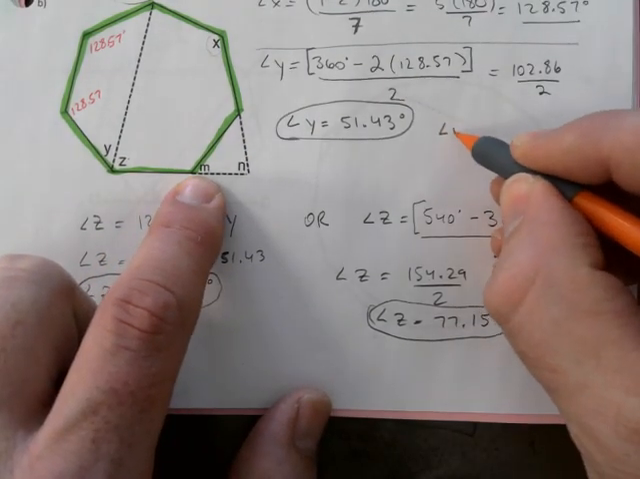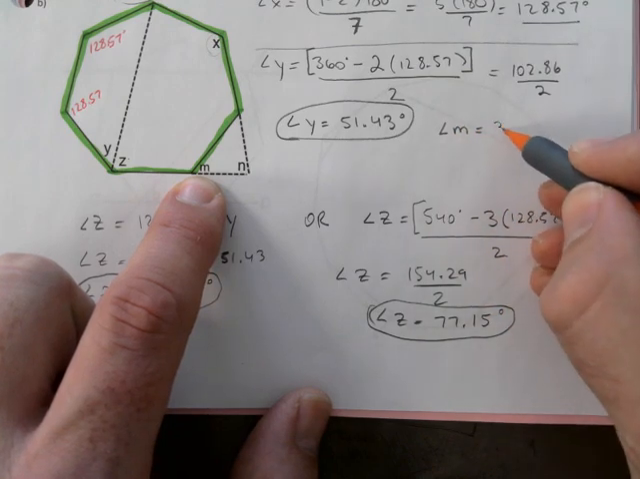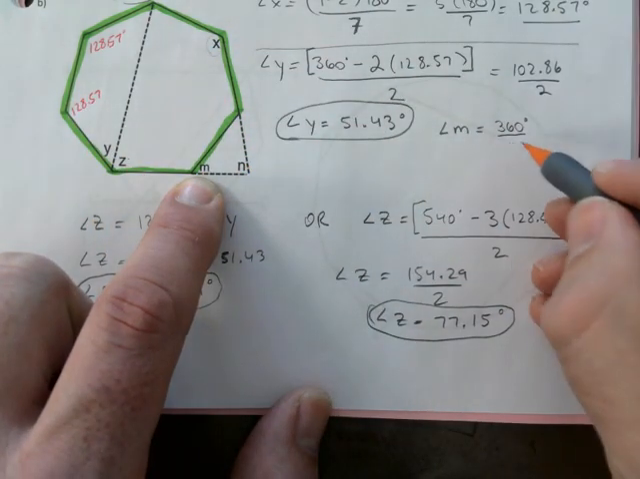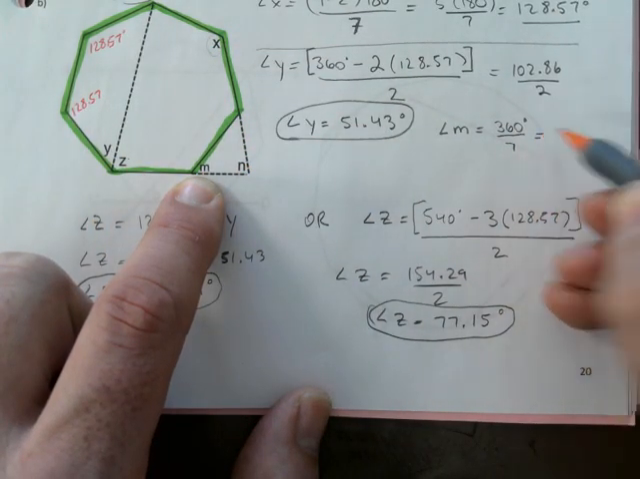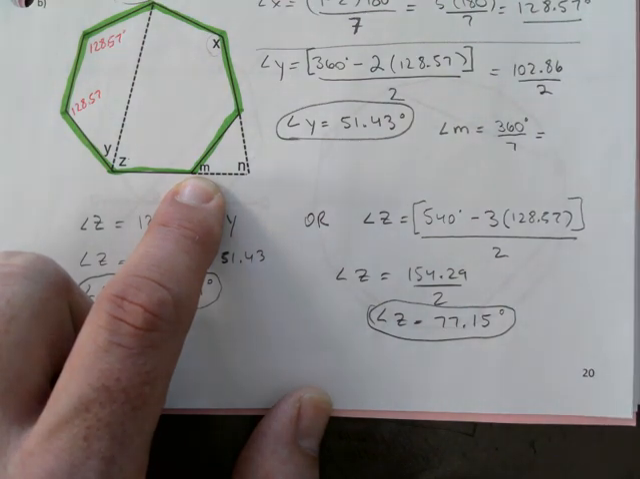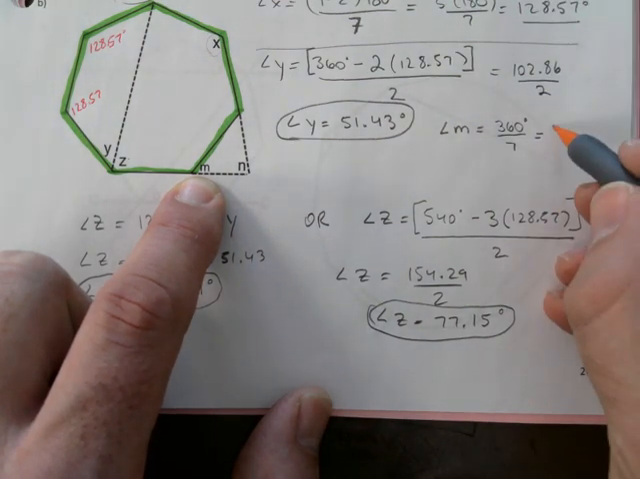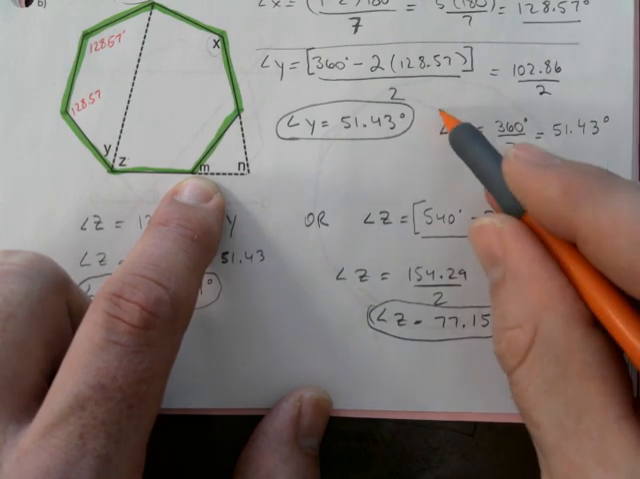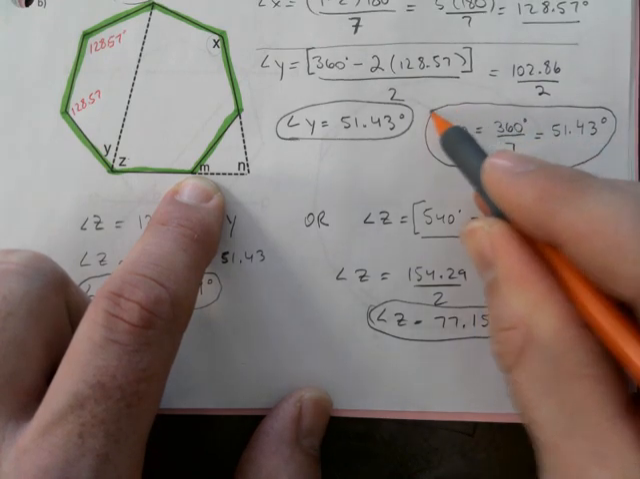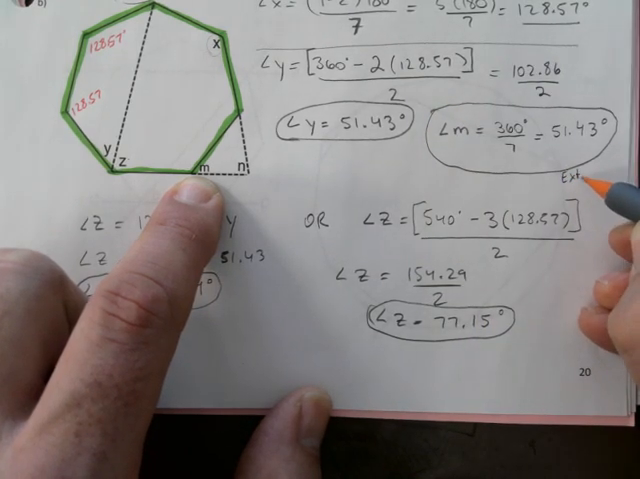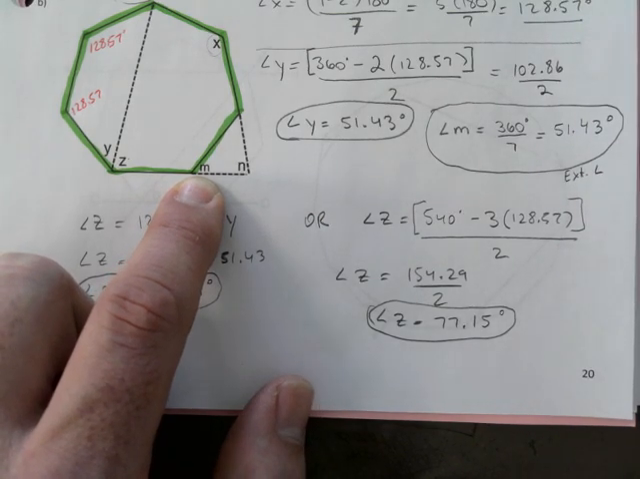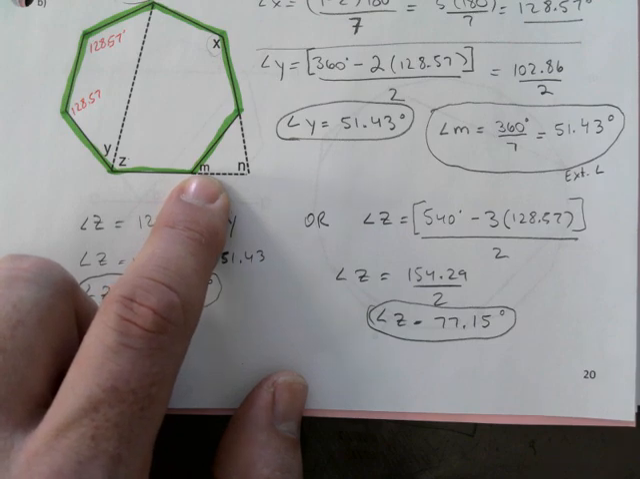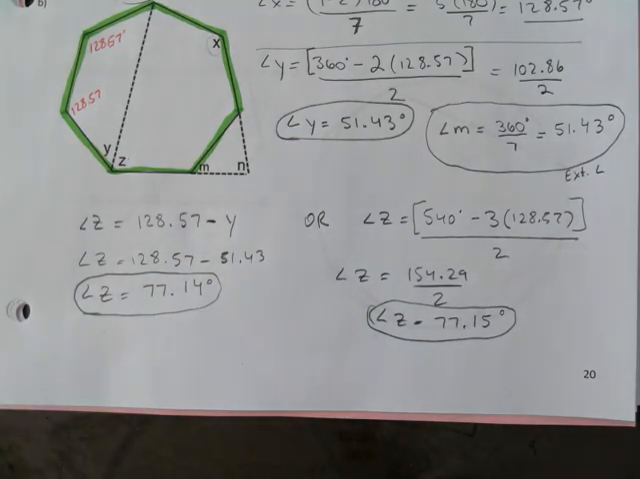M is an exterior angle, right? So some of you actually said, hey, I'm just going to go 360 divided by 7, right? And I think it's the same as one of the, so that's 51.43, right? This is M right here. Exterior angle. Some of you went M is equal to 180 minus 128.57. Yes, that's correct.